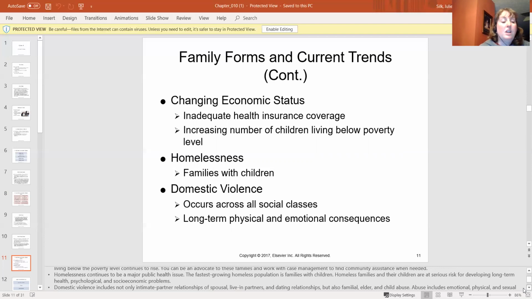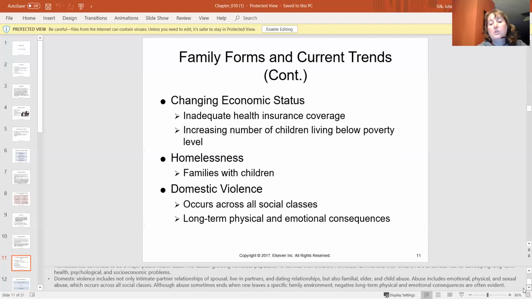Domestic violence includes not only intimate partner relationships of spousal, live-in partners, and dating relationships, but also familial, elder, and child abuse. Abuse includes emotional, physical, and sexual abuse, which occurs across all social classes, although abuse sometimes ends when one leaves a specific family environment. Negative long-term physical and emotional consequences are often evident.